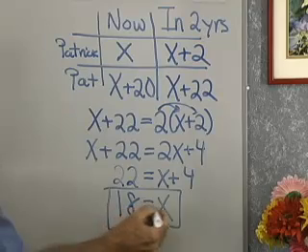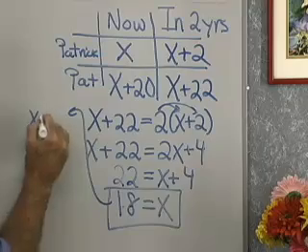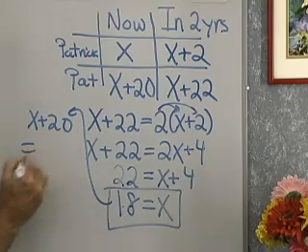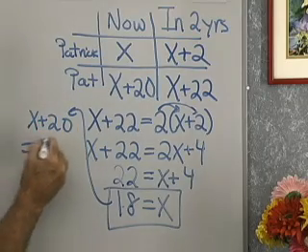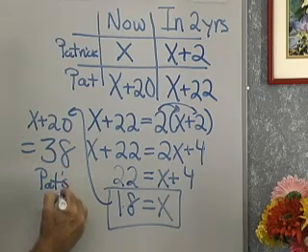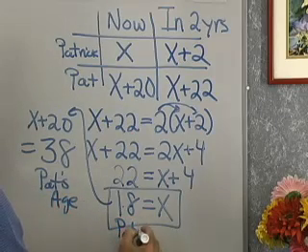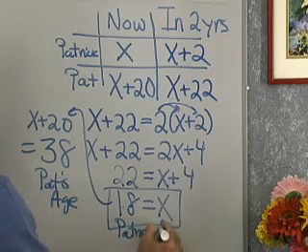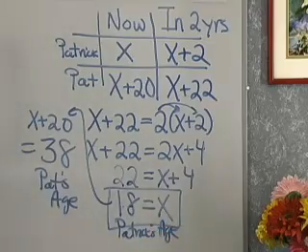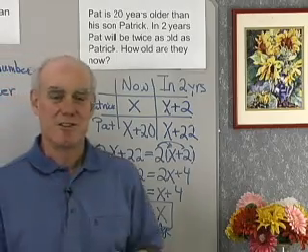Now to find Pat's age, I'll add 20 to that and end up with x plus 20 is equal to 38. And so that's Pat's age, and this is Patrick's age. A little messy right here, Pat's age, Patrick's age, but here's the point of this.